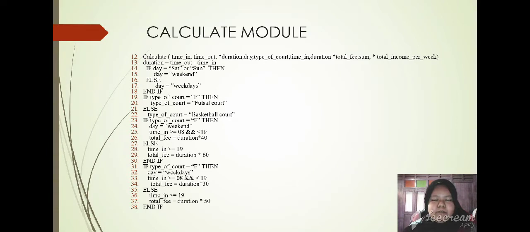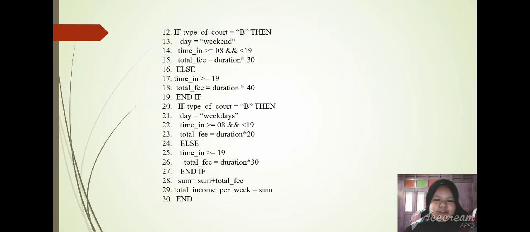Next, if the time in is more than 19, the total fee will be duration multiplied by 60 ringgit. And if the type of court is F and it is on the weekdays, the time in is 8 until 19, the total fee will be duration multiplied by 50 ringgit. And if the time in is more than 19, the total fee will be duration multiplied by ringgit.